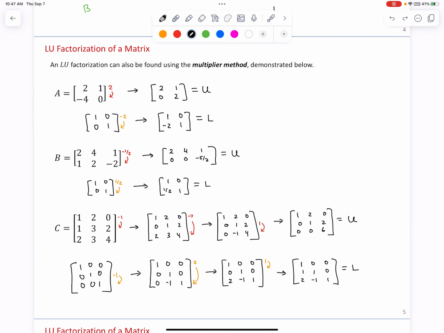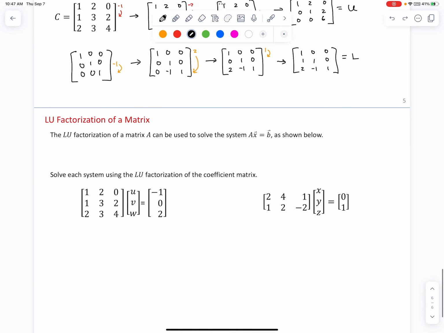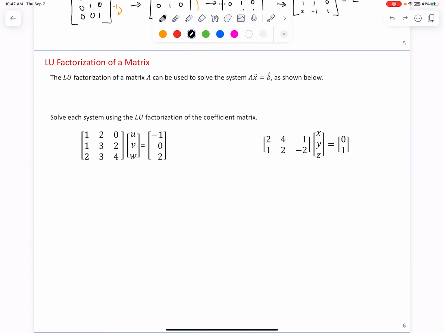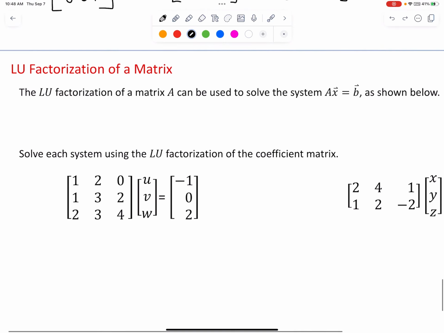So this gives you a second method for finding an LU factorization of a matrix if it has one. Let's go to the next slide. The LU factorization of a matrix can be used to solve the system AX equals B as shown below. And this will be true even if A is a non-square matrix. So let's say that A does have an LU factorization. Therefore, the system could be written as LU times the variable vector equals the constant vector B.